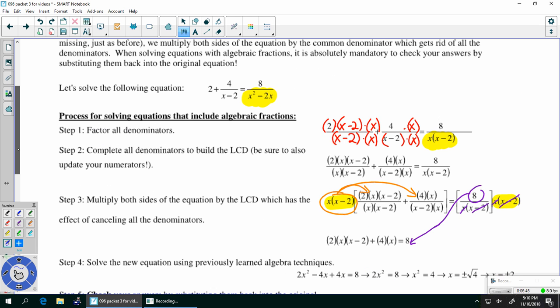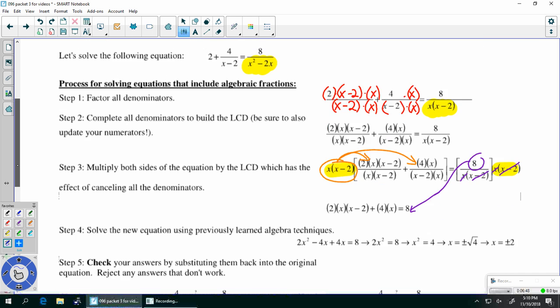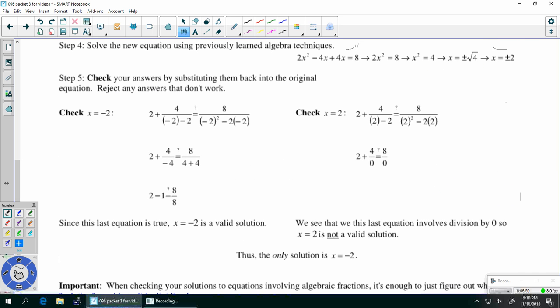So let me write the original equation. 2 plus 4 over x minus 2 equals 8 over x squared minus 4 minus 2x. Okay, so let's go ahead and check our answers.